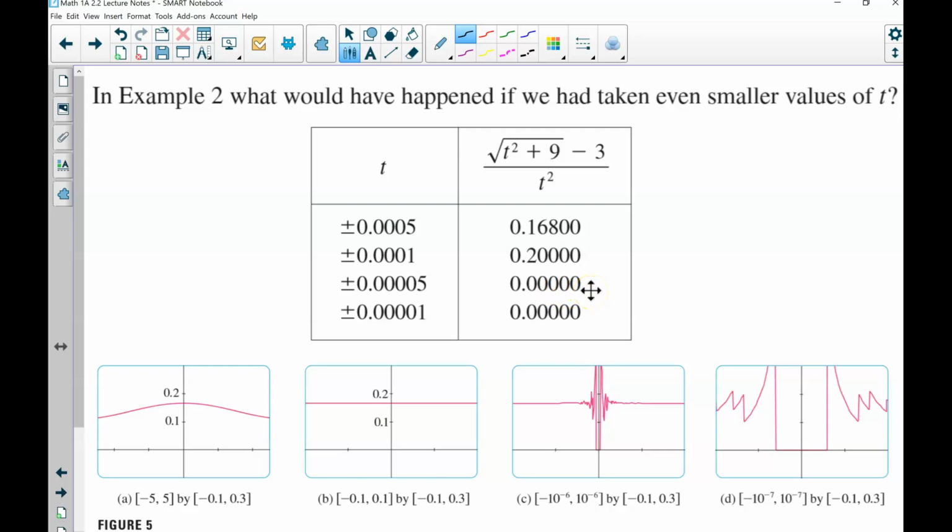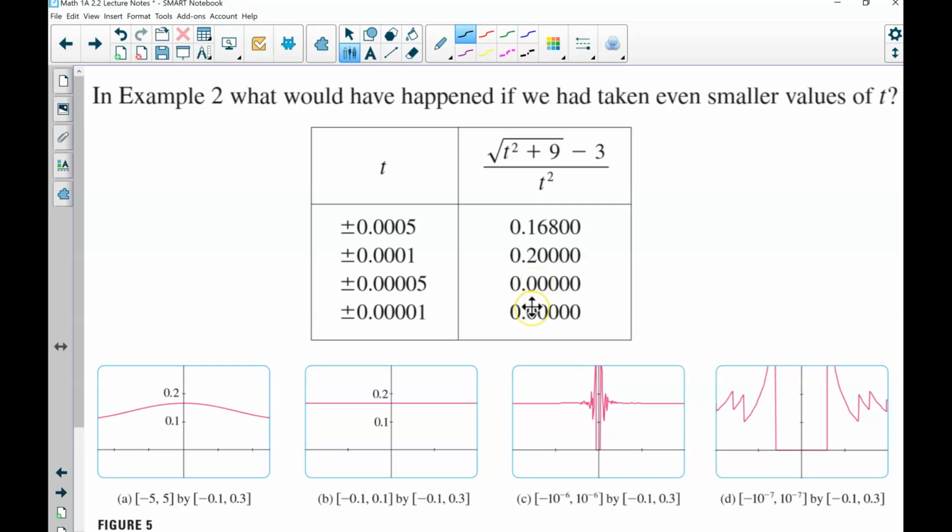So if you try these calculations on your own calculator, you might get different values, but eventually you will get the value of 0, like we did here, if you make t sufficiently small. Now, does this mean that the answer is really 0 instead of 1/6? Well, no. The value of the limit is 1/6, as you will show in the next section.